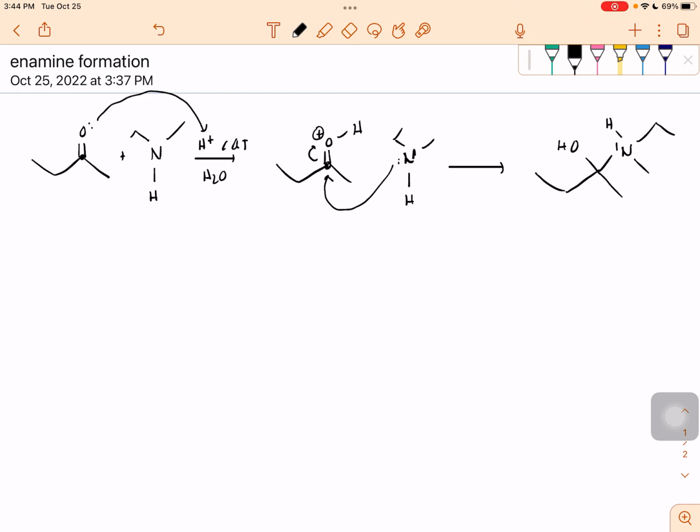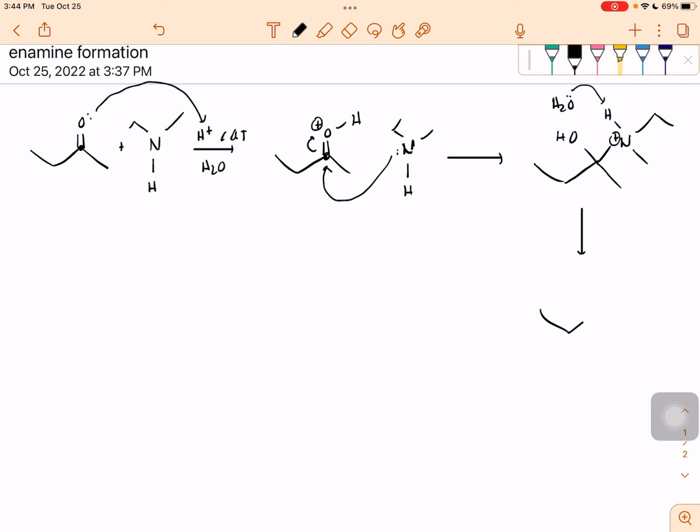But my nitrogen is positively charged because it has 4 bonds. And in order to make my nitrogen happy, it has to be deprotonated. So I'm going to take away a hydrogen, and then I'm going to end up with a happy molecule. So I have my nitrogen, ethyl group, and a methyl group. And this is where I formed my hemi molecule. I'm not sure if it's called a hemiamine, but we're just going to say hemi because I'm not sure.